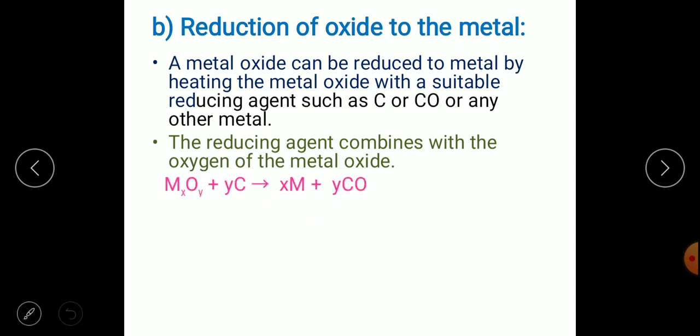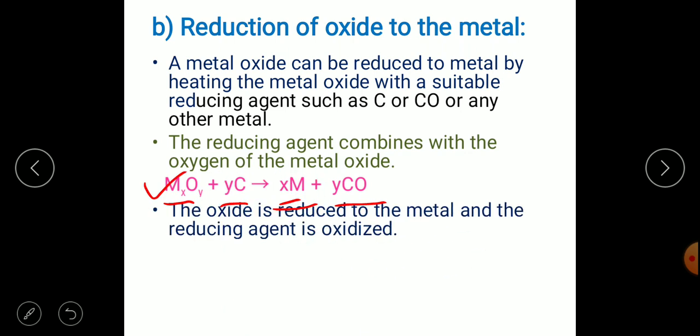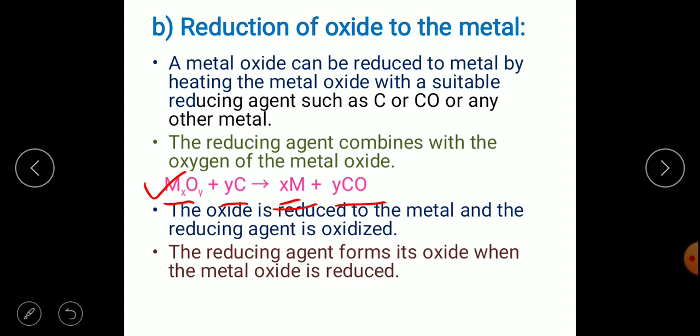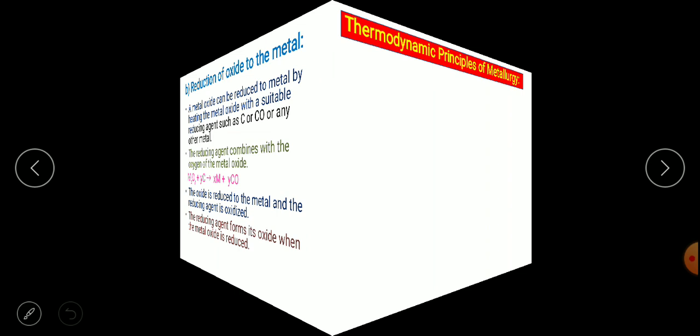Here you can observe the metal oxide, when it is combined with the reducing agent, is converted into metal and then carbon monoxide is formed. So the reducing agent itself is oxidized, whereas the metal oxide is reduced, that is all. The oxide is reduced to the metal and the reducing agent is oxidized. The reducing agent forms its oxide when the metal oxide is reduced.